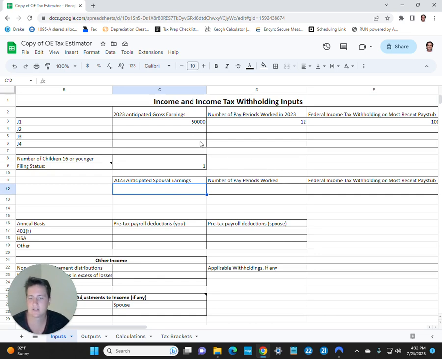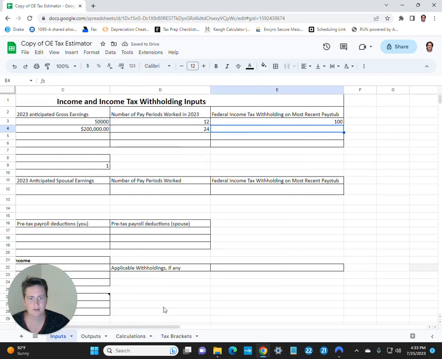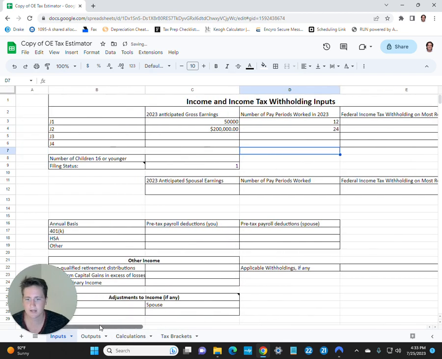Let's say for J2, they're making $200,000 a year. They work the full year there and get paid twice a month. It's important to make the distinction between bi-weekly and semi-monthly. If it's bi-weekly, you get paid 26 times a year. If it's semi-monthly, it's 24. Then let's say they're withholding $500 per pay period in federal income tax.